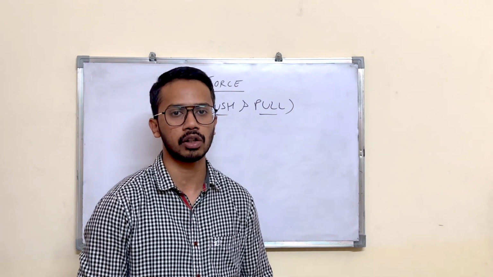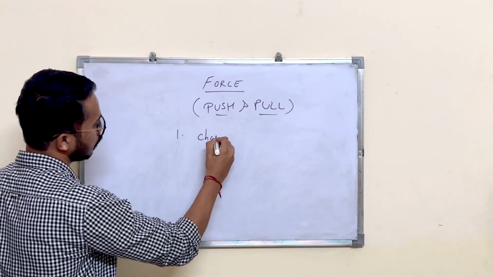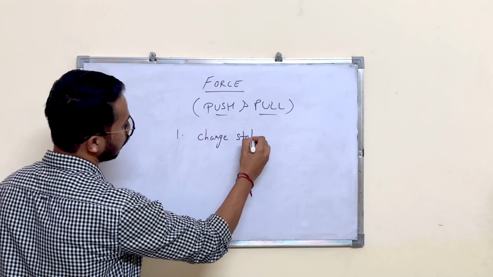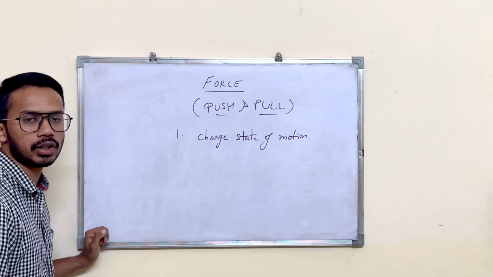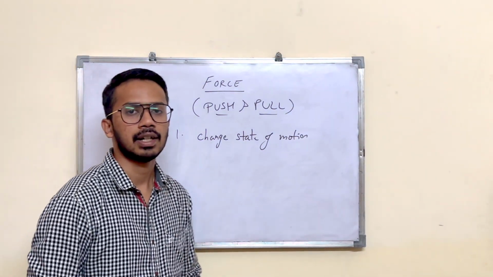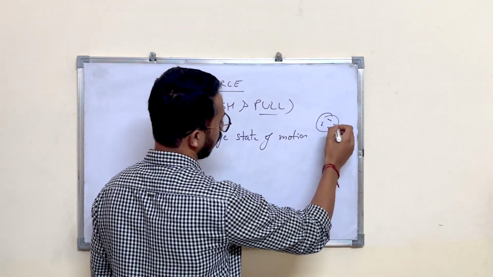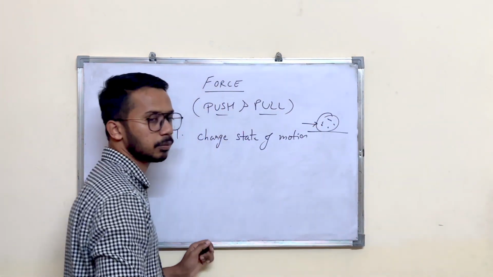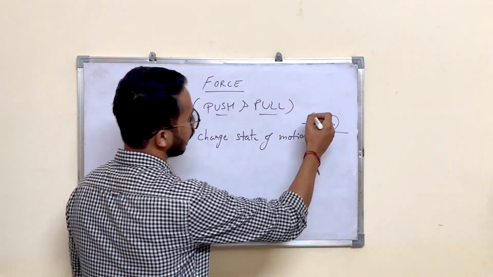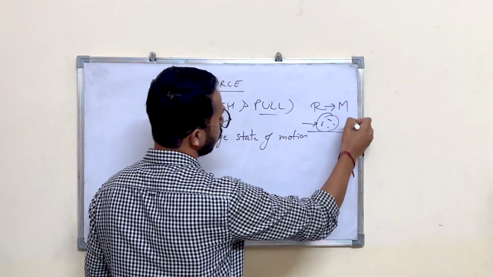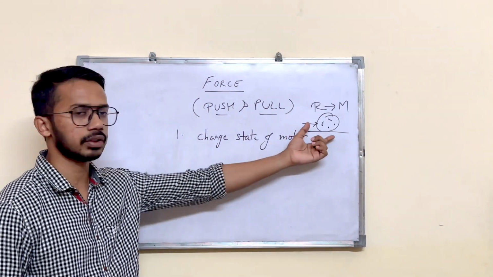Now this push and pull can bring out various changes. Those changes you are quite aware of, so let's discuss them one by one. Very first, it can change the state of motion. Now what do you mean by state of motion? For example, an object is being kept stationary. Let's say a ball is kept on the ground, and then you apply force on this ball. What will happen? The ball will start rolling. So the ball will change its state from rest to motion. Correct? So this state change can be brought about with the help of force.